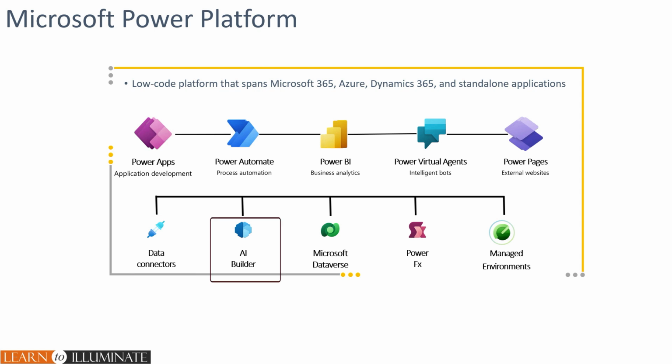Another one is AI Builder. AI Builder helps to build AI-driven functionality into Power Apps and Power Automate. For example, invoice processing or form processing, text classification, sentiment analysis, object detection, or OCR. There are many AI Builder types available, and a lot of AI technology is built into Power Platform.